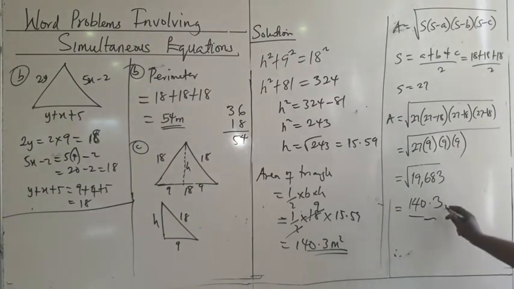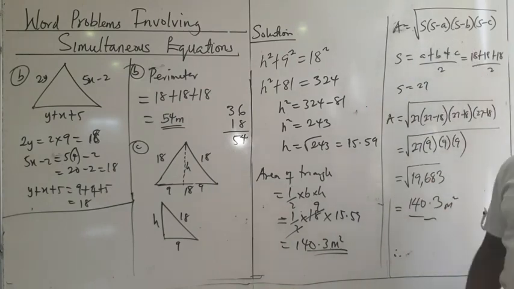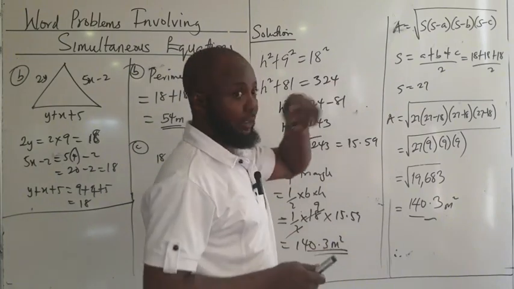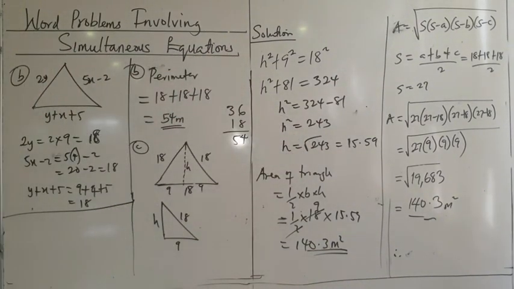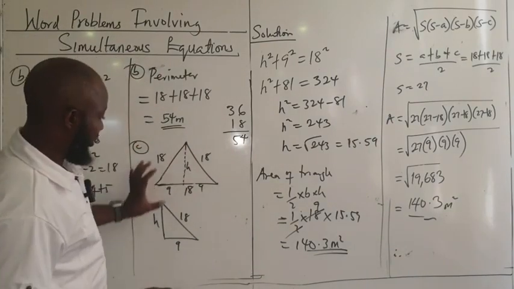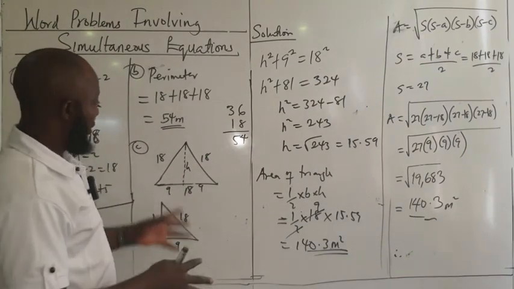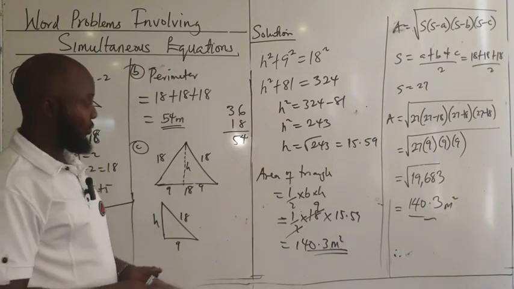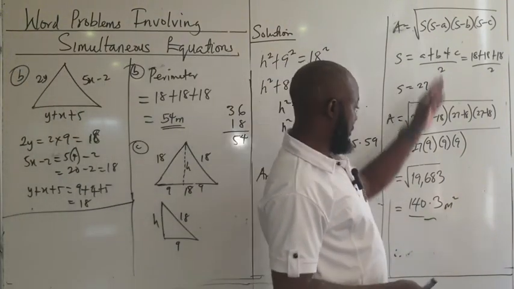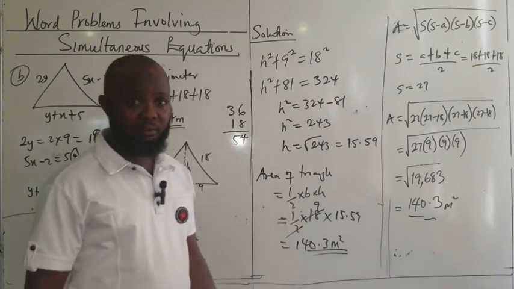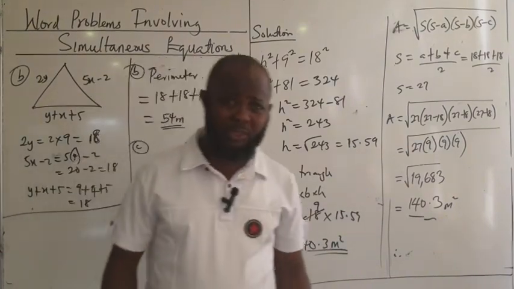So you can see we have the same thing. So just take note of this formula. The essence of Hero's formula is that when you are given a scalene triangle, that is all the sides are not equal, and you are asked to find the area of the triangle, just make use of this formula to get your answer. You can see we use two methods and we arrive at the same answer. So this is where we're going to stop in this video.